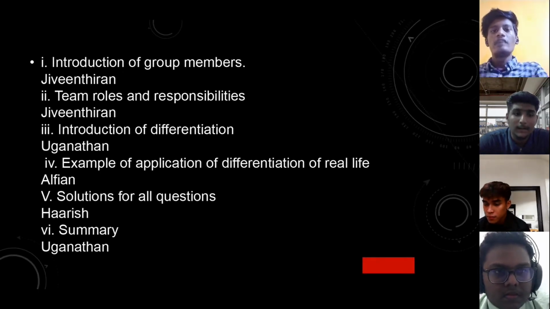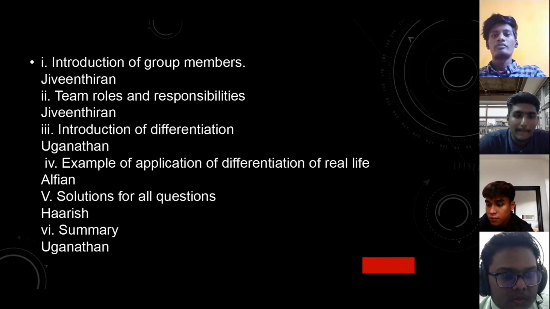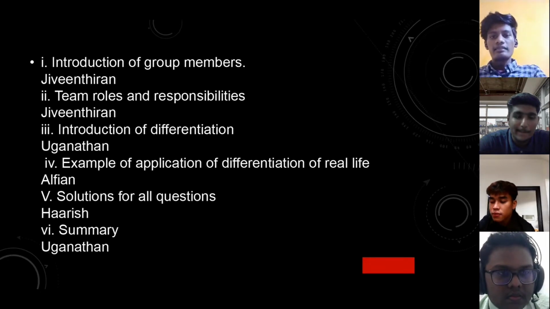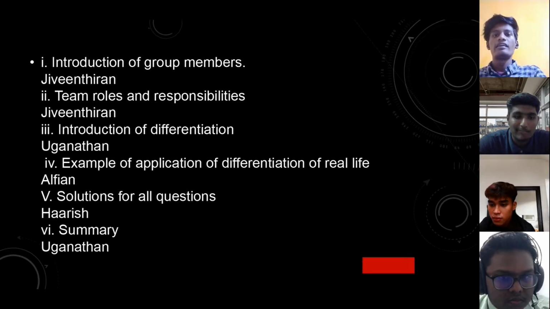Before we start, I would like to introduce team roles and responsibility. First of all, introduction of group members and team roles and responsibility will be done by myself. And then introduction of differentiation will be done by Uganathan. And then example of an application of differentiation in real life will be done by Alpia. And solution for all questions will be done by Naresh. And lastly, summary will be done by Uganathan.